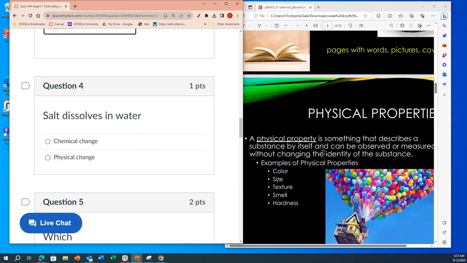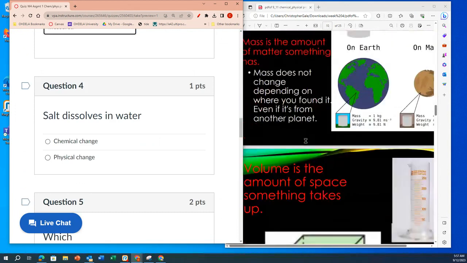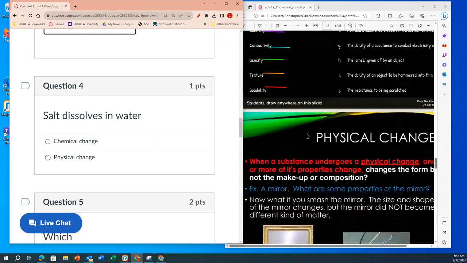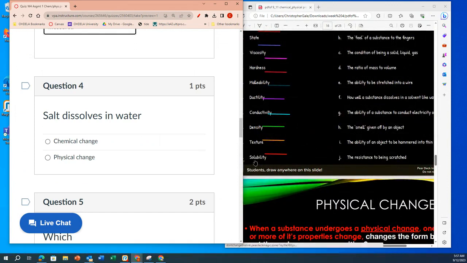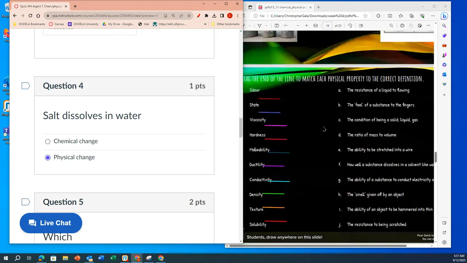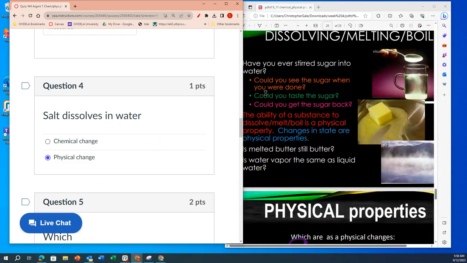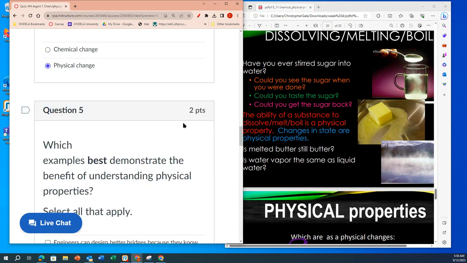Number 4, salt dissolves in water. So let's look at our examples of solubility. Solubility is the ability to dissolve in water, an example of a physical change. Yes, dissolving in water. You can see that the sugar has gone. Could you taste the sugar? Can you get the sugar back? Sure you can if you let this evaporate. So it's a physical change.